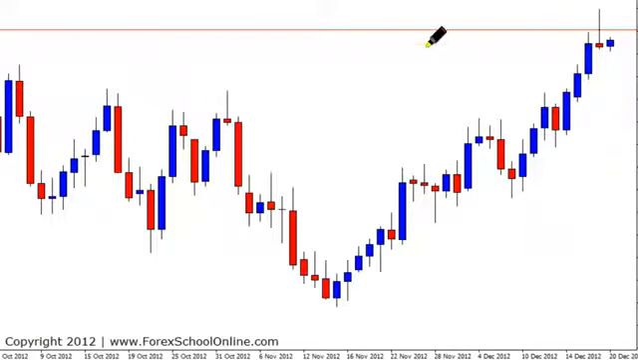So it's telling us something. It's telling us this level still held. The bears are looking to take control back at this level, and we may see a rotation back lower, and that's what I'm looking for.